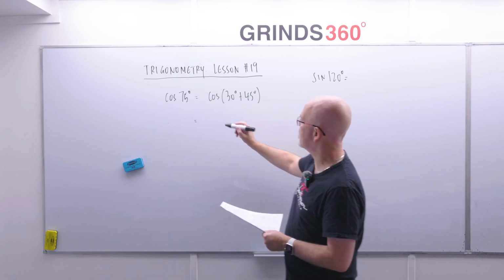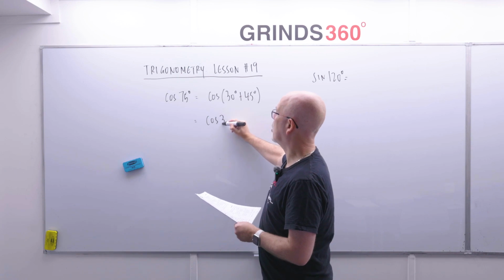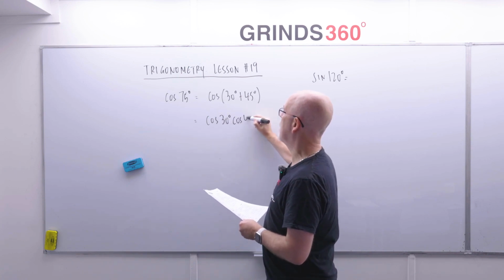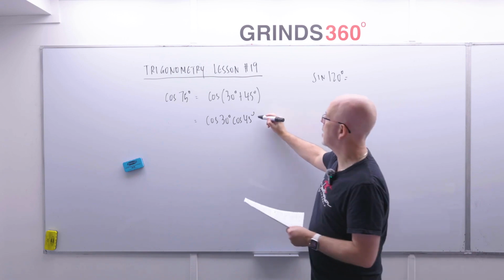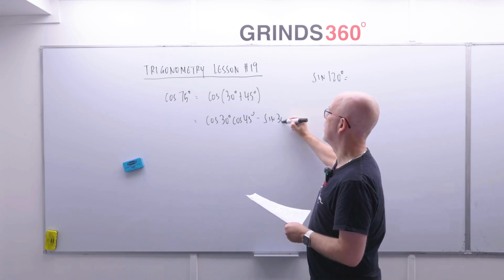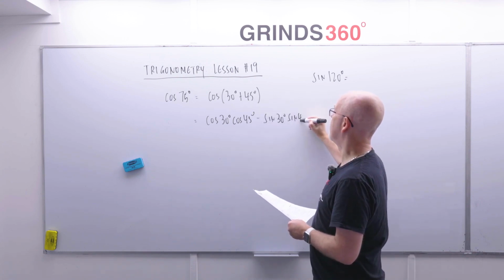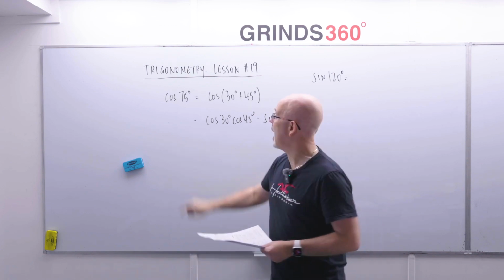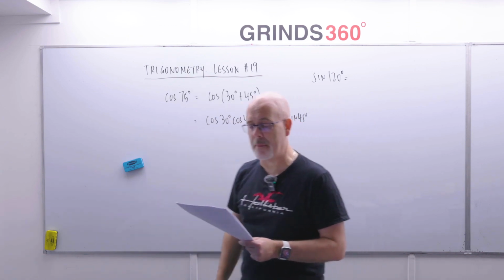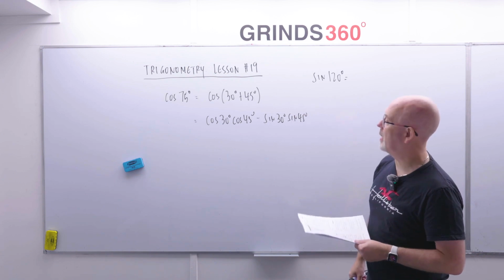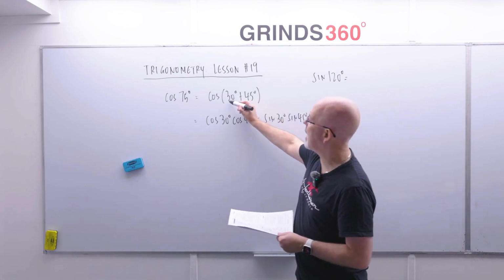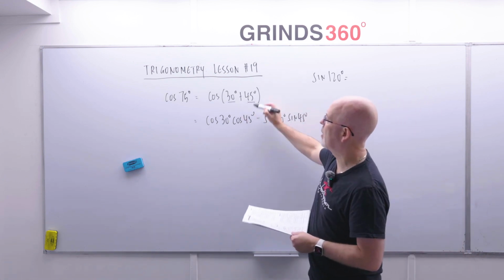And if I do that, it's going to be cosine A cosine B, that's cosine 30 degrees times cosine 45 degrees, minus sine A sine B, is minus sine 30 degrees sine 45 degrees. So that's the cosine A plus B formula from page 14 of your formula booklet: cosine A, cosine B, minus sine A, sine B. I'm just replacing A in the formula with 30 degrees and B with 45 degrees.